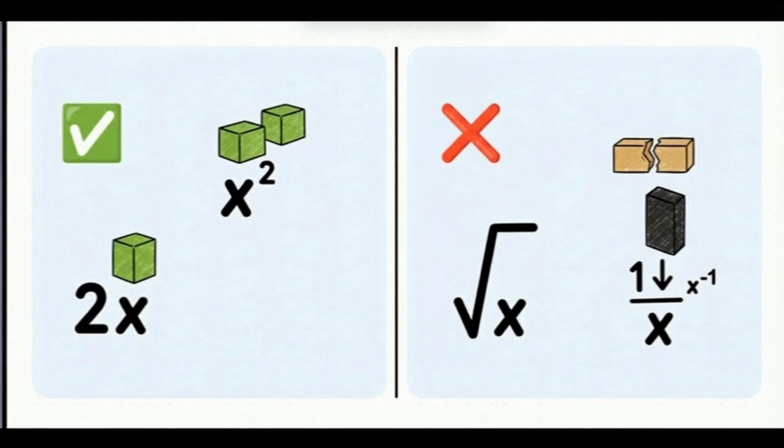But what about the square root of x? Well, that's really x to the power of 1/2. That's a fraction, so it's out. Same for 1 over x, which is just x to the power of -1. Not a whole number, so it's not a polynomial. This rule is what makes polynomials so reliable and predictable when you graph them. No weird jumps or sharp points.